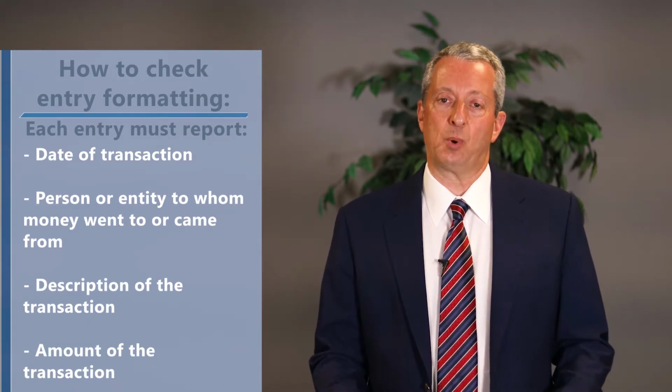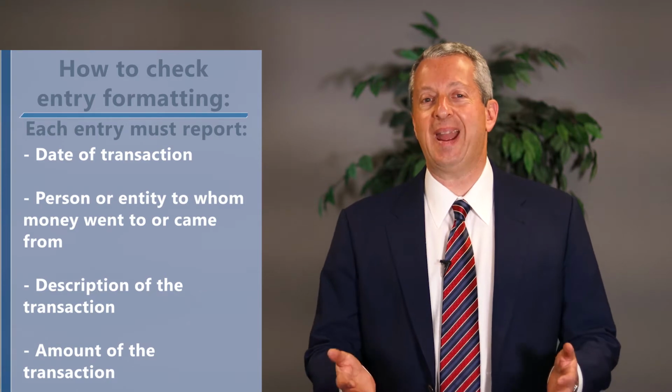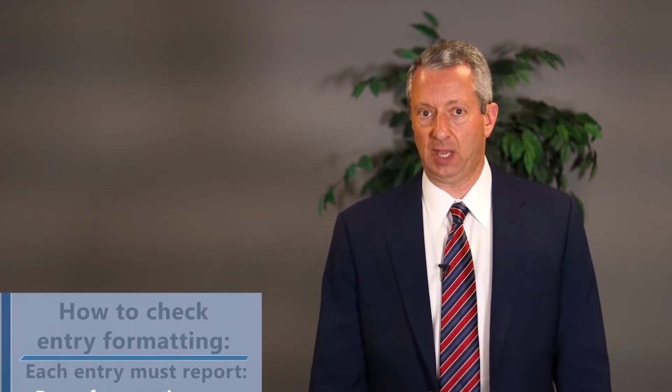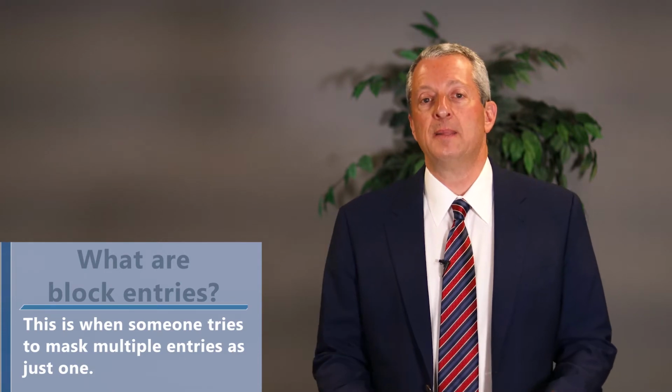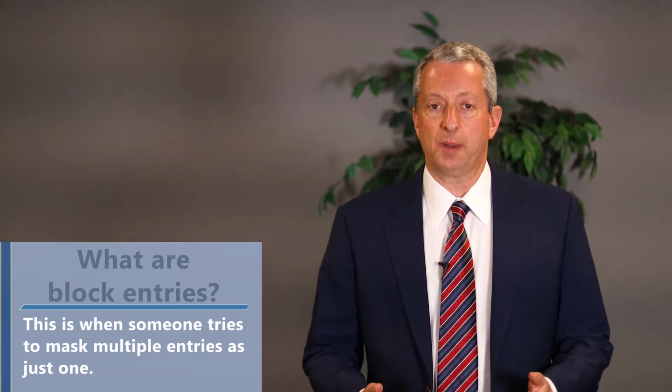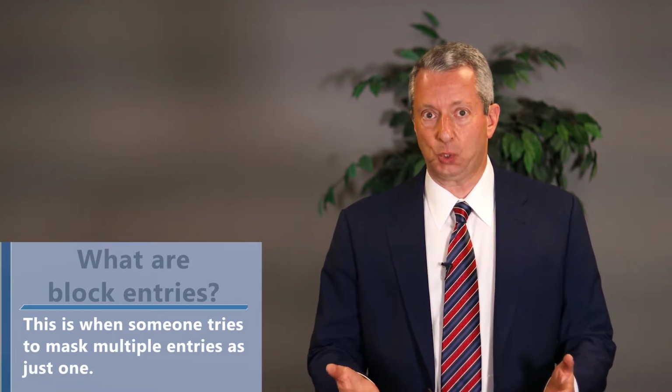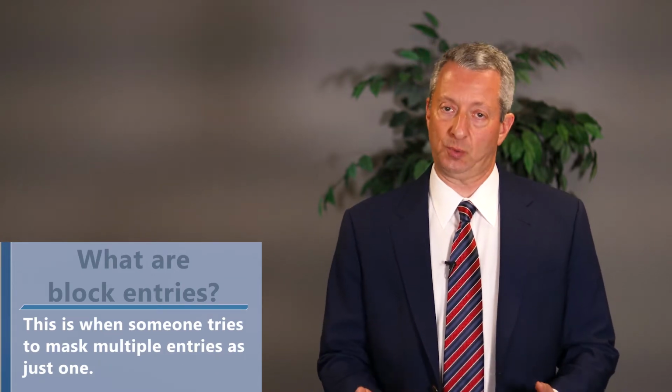The reason this is important is a trustee has to account for every financial transaction that takes place. They can't do what are sometimes called block entries. In other words, if the trust is receiving income from a rental property, then the monthly rent should be reported. What would be improper would be for the trustee to show all the rent that was received for the year in one entry.